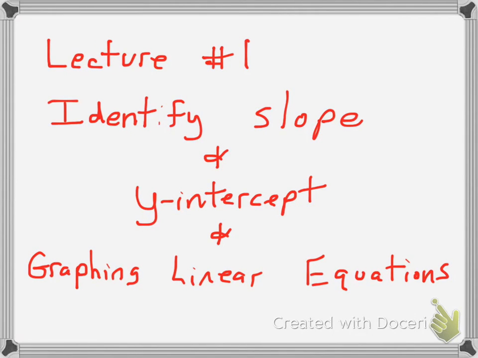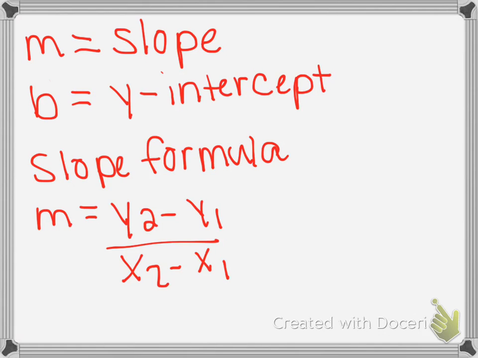In today's lesson, we're going to identify slope and y-intercept and graph linear equations. Here are some preliminaries on slope and y-intercept, some things that you might want to jot down. M represents the slope, B represents the y-intercept, and the slope formula: if we're given 2 points on a coordinate plane, we can use those 2 points to find a slope by using y2 minus y1 over x2 minus x1.